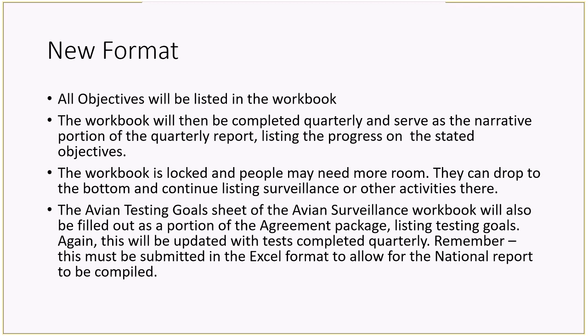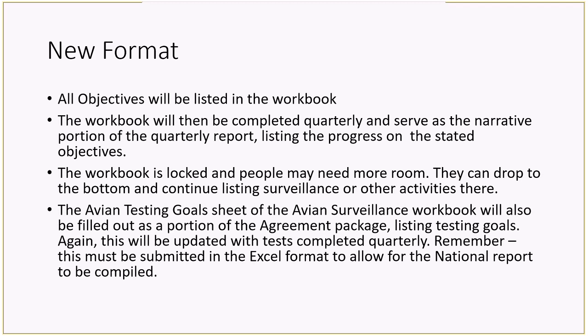So that's going to list the testing goals, and then just like the workbook for the agreement, we'll fill that in quarterly, and it will automatically sum on the last sheet so that everybody at one glance can look at the progress on the surveillance testing goals. Remember, for the avian surveillance workbook, the quarterly reports must be submitted in the Excel format to allow for the report to be compiled nationally.